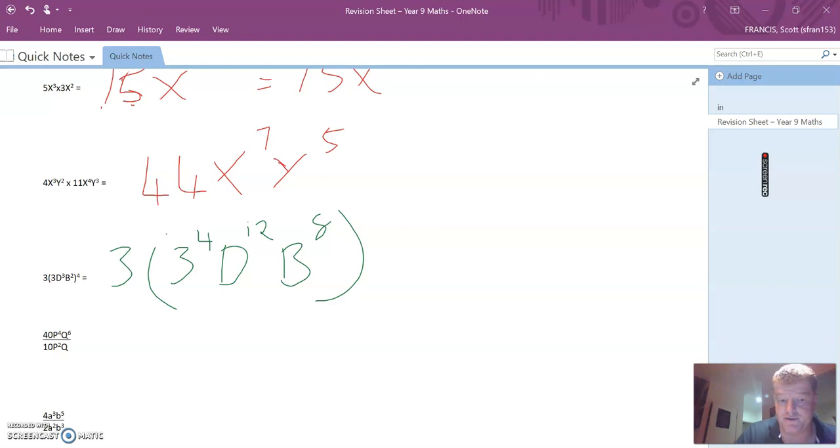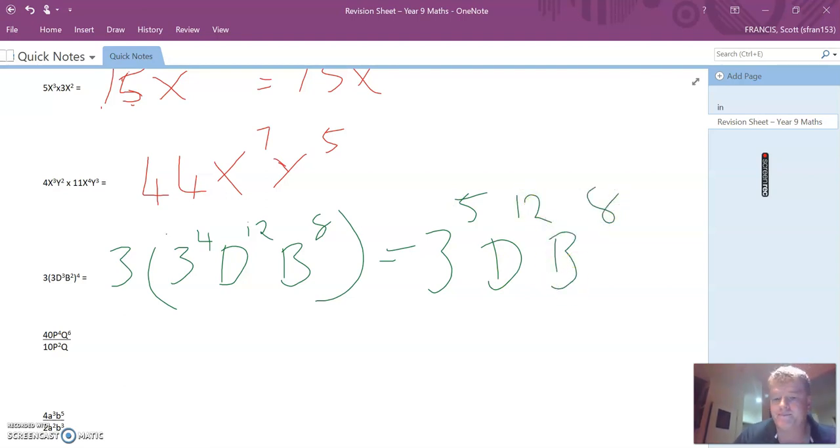So now we can just multiply this through. 3 times 3 to the 4. We've got 1 more times 3 to the 4 multiplied by 3, so that's going to be 3 to the 5th. D to the 12, B to the 8th.